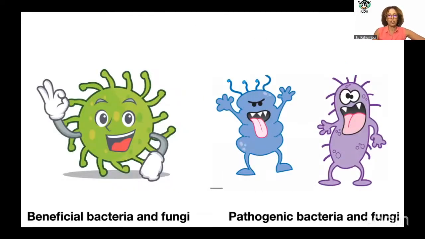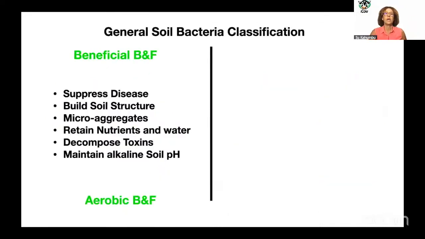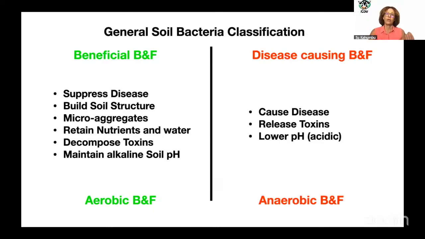Bacteria, we've spoken about beneficial and pathogenic, and we have both groups for fungi. Let's look at the beneficials of both of them. They suppress diseases, build soil structure, macro aggregates, retain water. I've gone through this list already. They maintain an alkaline pH. Kenyan soils are acidic. We need these guys. And they exist in an aerobic environment. The disease-causing ones, the pathogenic ones, cause disease, release toxins, and they create acidity, and they love anaerobic conditions.